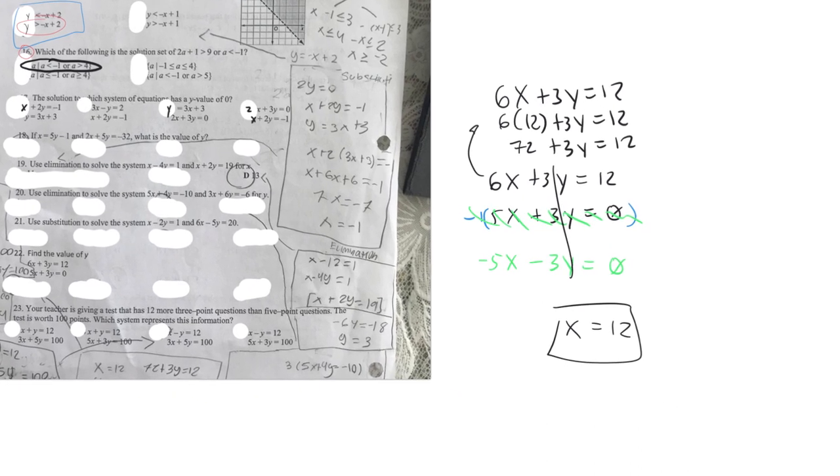Then we could use that information to figure out what y is. We could rework this one. So we have 6x plus 3y equals 12. We could say 6 times 12 plus 3y equals 12. So then we have 72 plus 3y equals 12. And then we could say that 3y equals negative 60, and then y equals negative 20. And that's what they wanted. y equals negative 20.